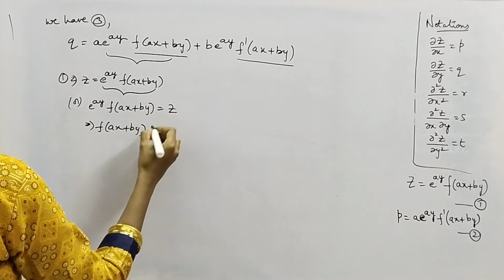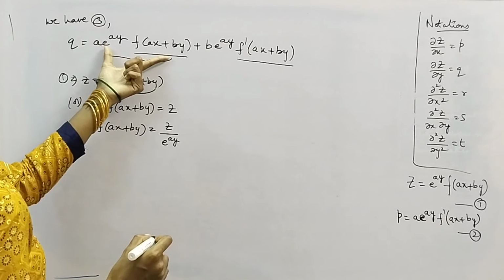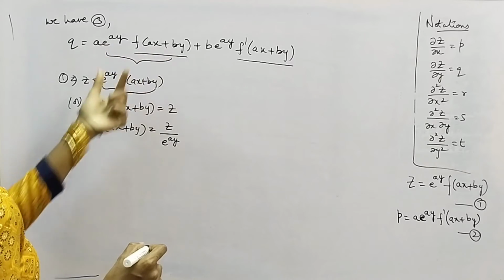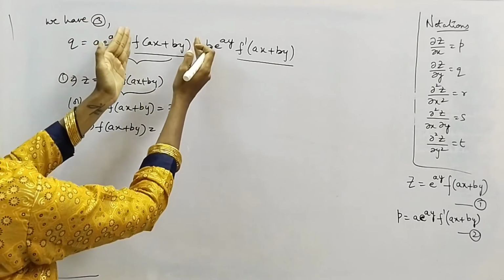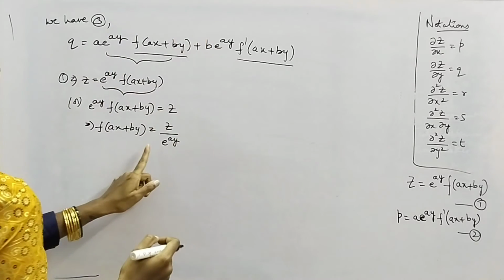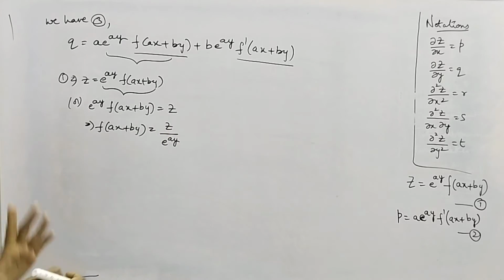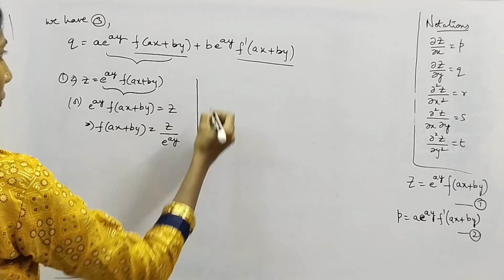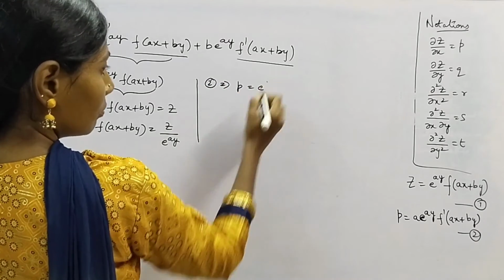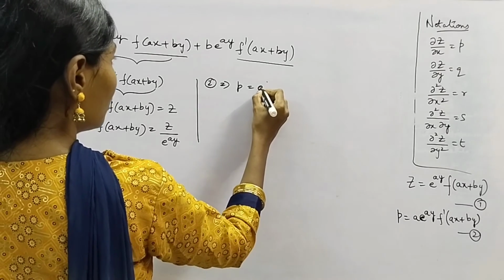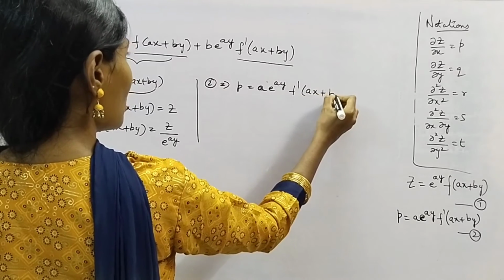It is okay to take e power ay to RHS. If you want to replace e power ay into f of ax plus by directly, just replace it by z, or if you want to replace only f of ax plus by, then replace f of ax plus by using z by e power ay. Okay, let it be. From 2, we have p equal to a into e power ay into f dash of ax plus by.